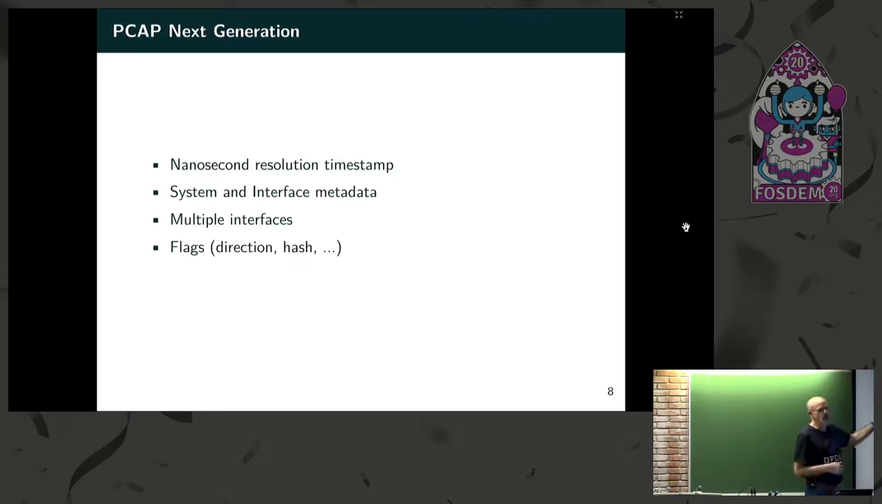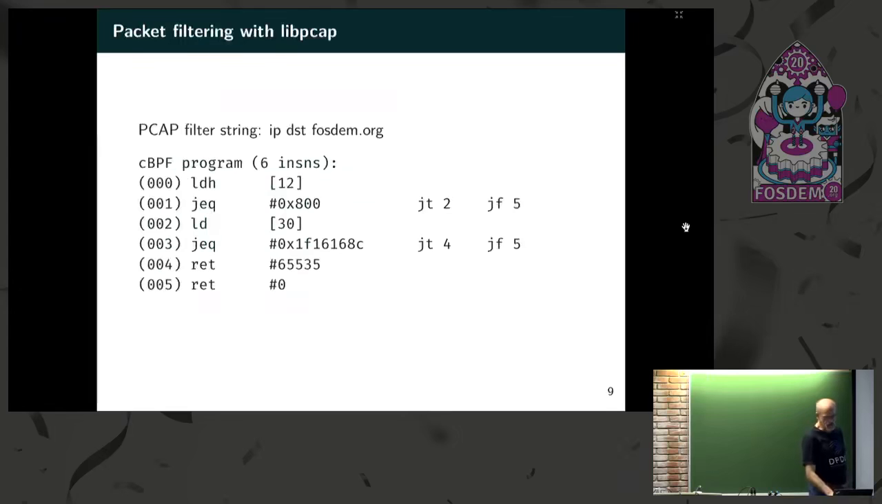PCAPNG supports flags for direction, and you can put the hash value of the packet and even comment strings of any other data you want. So really, it provides all that. So we're working out the details and all the API and ABI, but it'll definitely roll through.